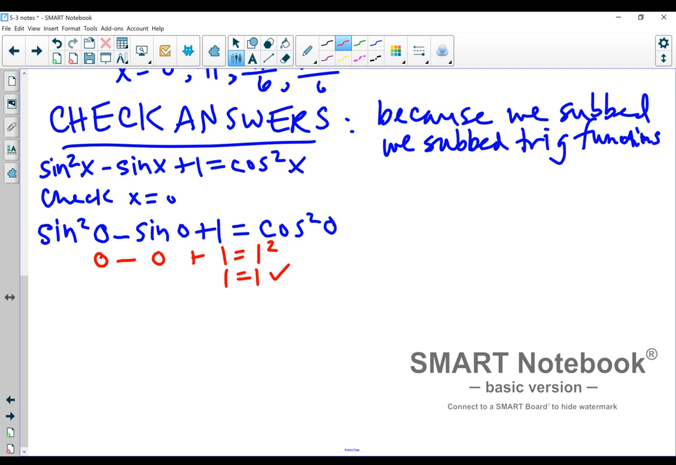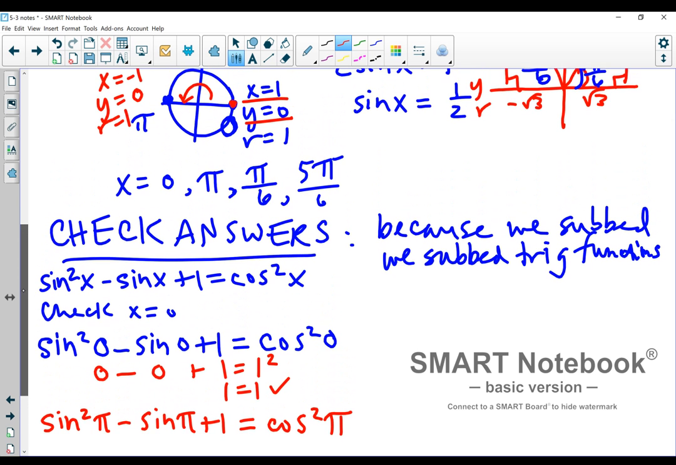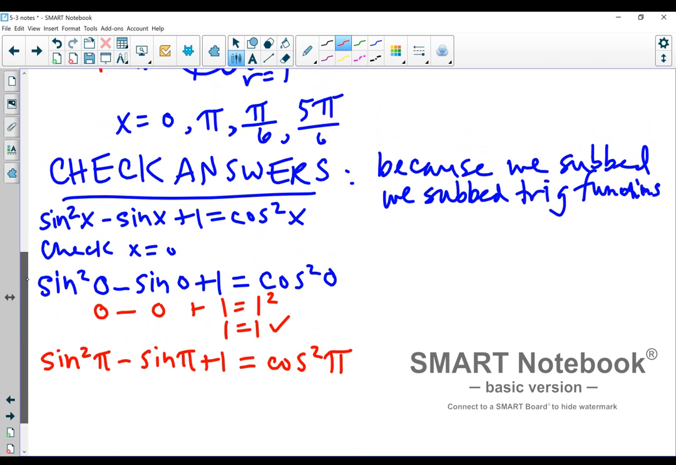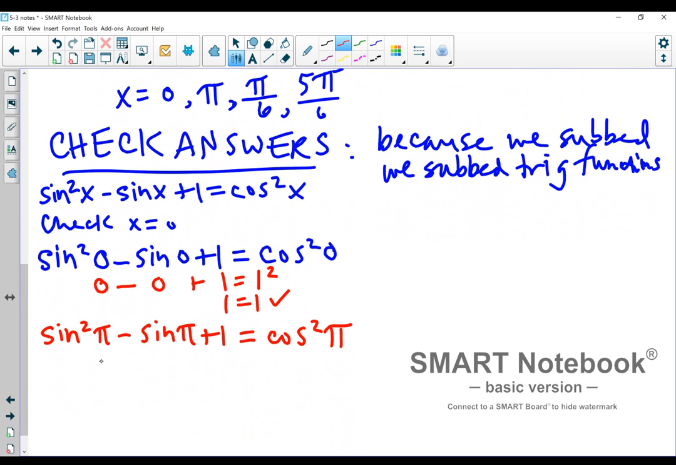Now we're going to want to check pi, was I think our second answer in that picture. So now we'll check sine squared pi minus sine pi plus 1 and see if that equals cosine squared pi. And if I look up, okay, so sine of pi would be my y value at pi, which is 0. So 0 minus 0 plus 1. And my cosine at pi was my x value at pi. I can't scroll back and forth right now, but that was negative 1. And then I square it, so I get 1 equals 1.